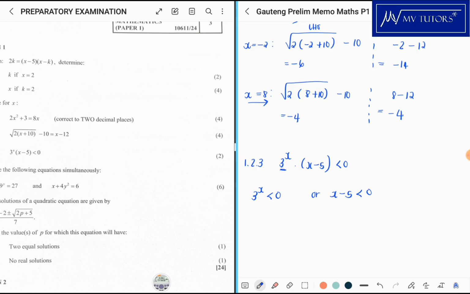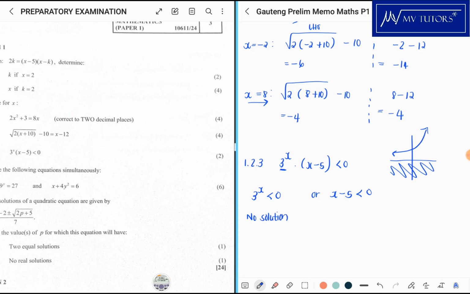Now, if you think about the exponential function, it looks something like this. If they ask which values of 3 to the power x are actually smaller than 0, we don't have it. If it's smaller than 0, it should be in this region, but we don't have a solution there. So in this case, you can safely say that there is no solution.